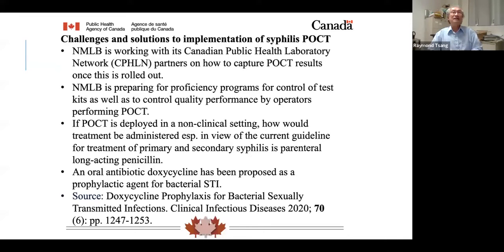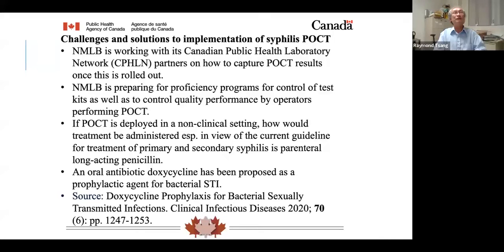In this slide, I would like to describe challenges and some potential solutions we are working on for implementation of syphilis point-of-care test kits. Point-of-care test kit can be regarded as a decentralized testing because it can be carried out in the community in various parts of the society. And so the challenge is, once the test is done, how do you capture these results for surveillance purpose in order to keep track of the disease epidemiology as well as any success in the implementation of any program.